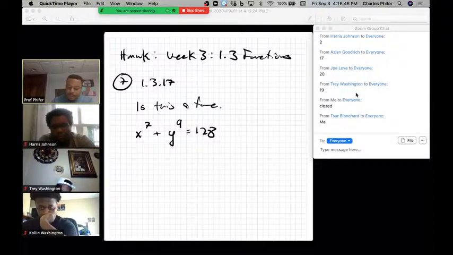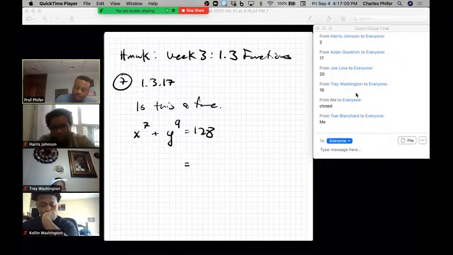Okay, so now in the last example, we solved for y. Let's try to do the same thing here. So if we're going to solve for y, subtract the x on both sides, okay? So we'll get y to the 9 equals negative x to the 7 plus 128, right? How can we get rid of that power of 9?